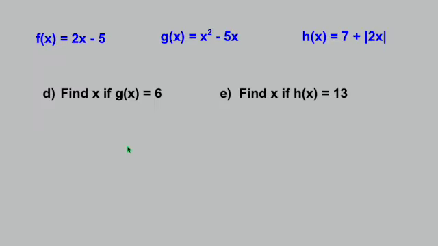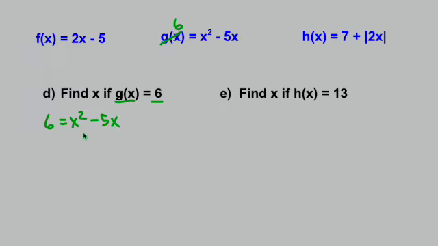The other thing we can do is we can kind of reverse this here. So in this case, we have find x if g of x equals 6. So what we're going to do is find the equation g of x, and wherever we see a g of x, we're going to replace it with a 6. So this is now going to become a 6. So we're going to say 6 equals x squared minus 5x.